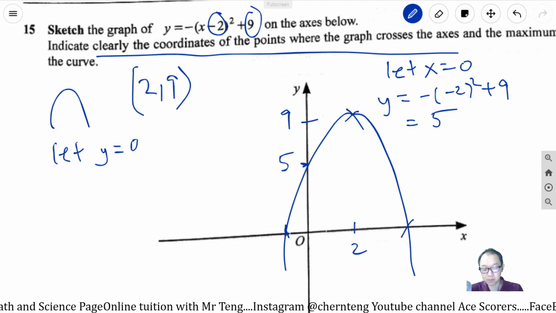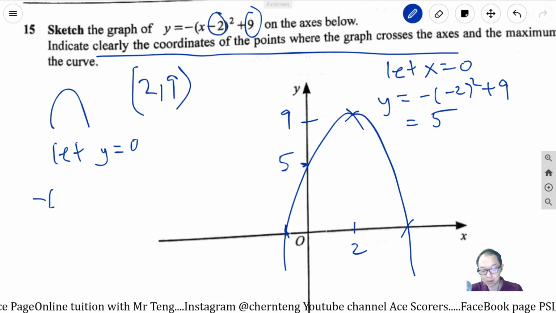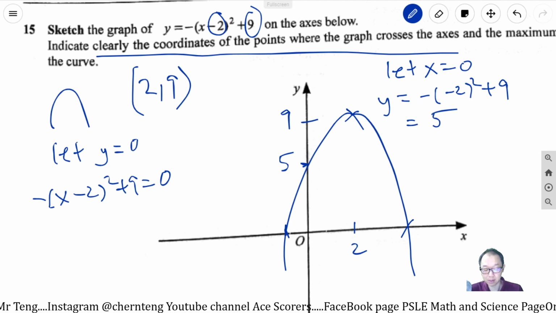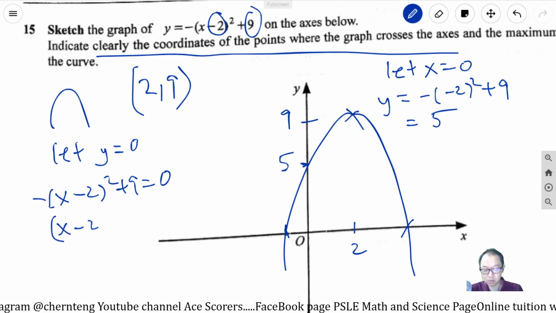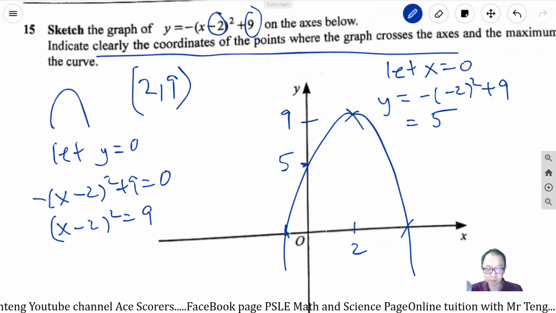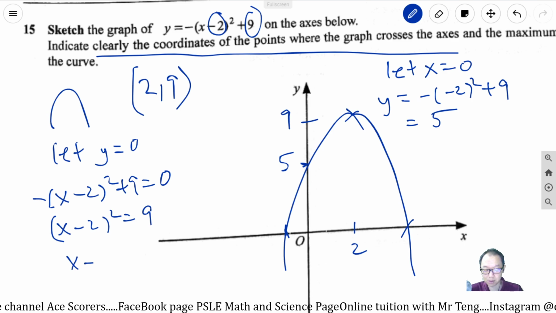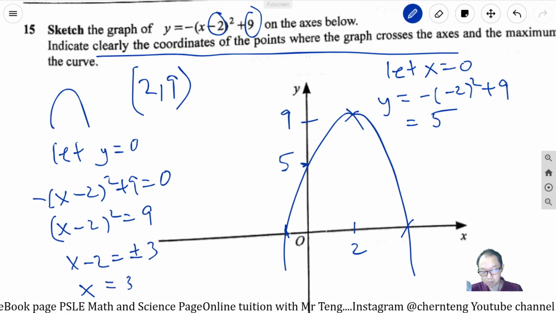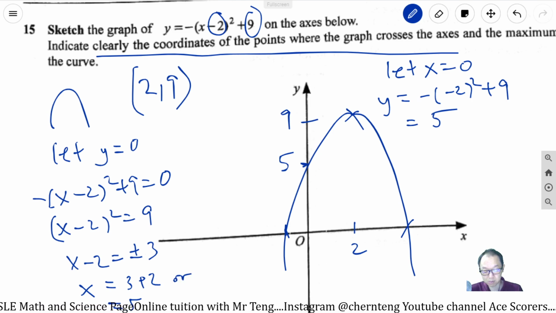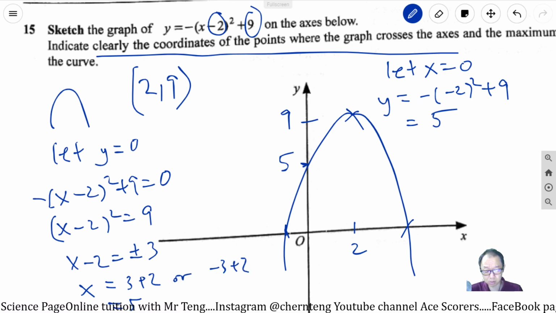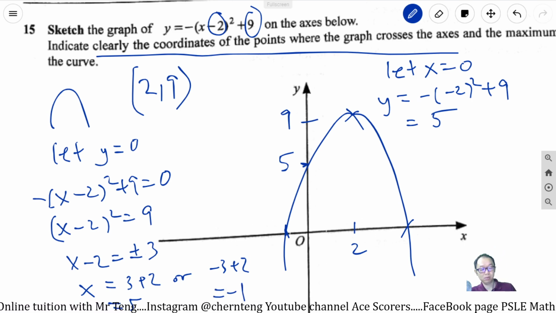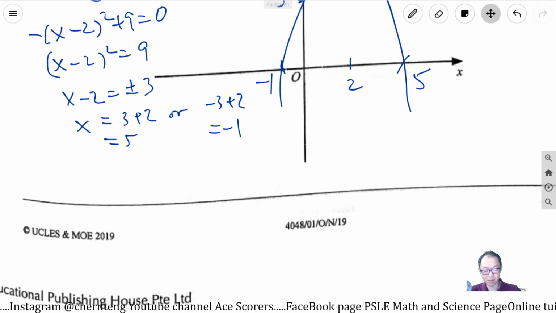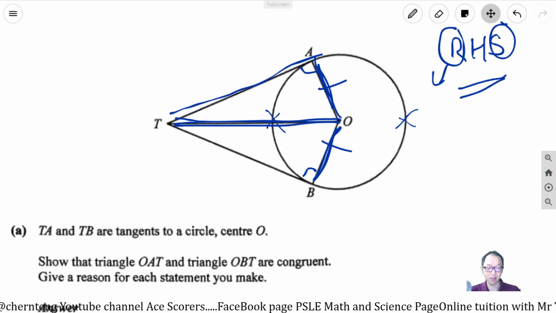Next, to find these two points, let y equal 0. So when y equals 0, negative (x minus 2) squared plus 9 equals 0. Just rearrange it. So (x minus 2) squared equals 9. Square root both sides. x minus 2 equals plus or minus 3. So two possibilities: 3 plus 2, which is 5, or negative 3 plus 2 equals minus 1. So this is 5, this is minus 1. Ta-da! Next. I think I've done the next few already.